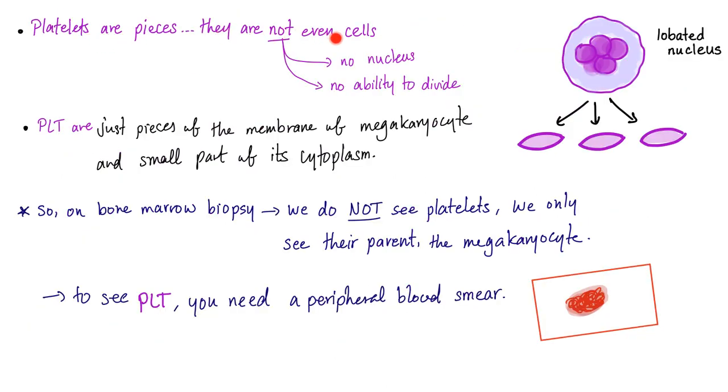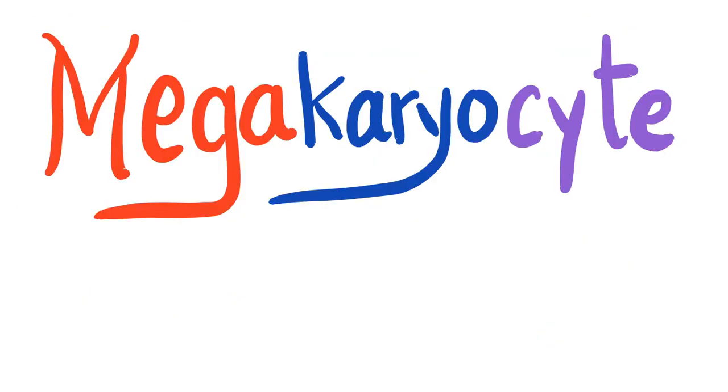Platelets are pieces, they are not even cells. Therefore, platelets have no nucleus, and they have no ability to divide. Platelets are just pieces of the membrane of the megakaryocyte and a small part of its cytoplasm. In the bone marrow biopsy, you do not see platelets. We only see their parent, the megakaryocyte. Once the megakaryocyte is ready to leave the bone marrow, it gets destroyed, and now we see the platelets in the peripheral blood smear.